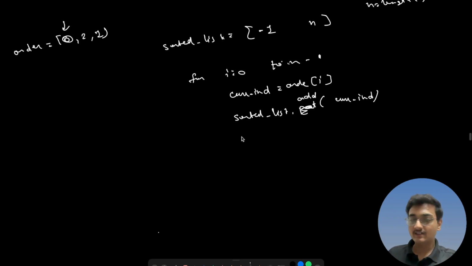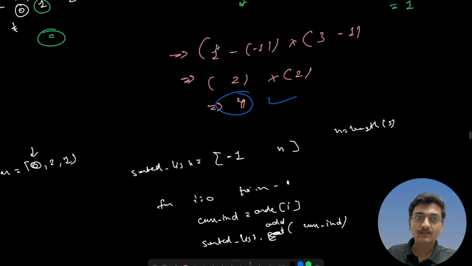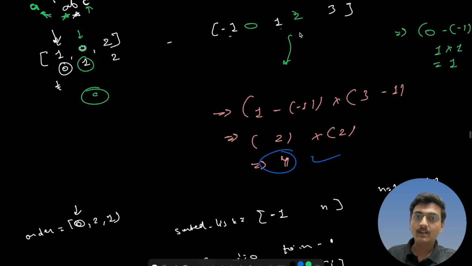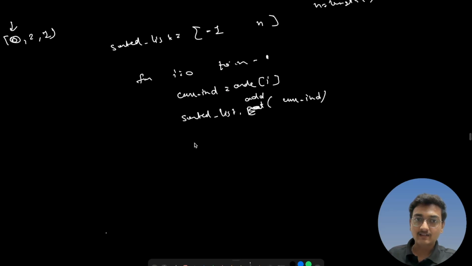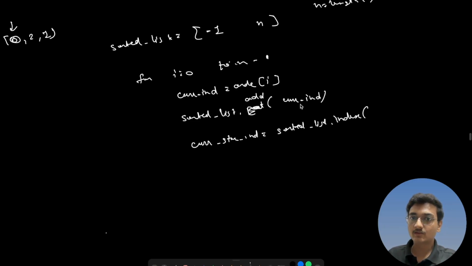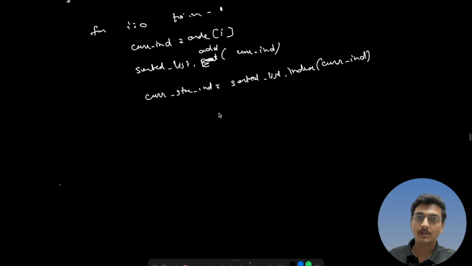Super. What is the next thing that I need to do? I need to find where I kept that 0, at what index I kept this. That's how I will be able to reach this, and I will be able to reach this. So the current star index will be sorted list dot index. Python has an index function, which if I pass the current index where I have added, will quickly tell me. Definitely C++, Java, JavaScript have their own implementation for this.